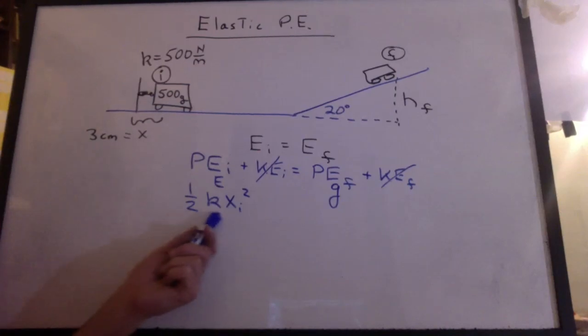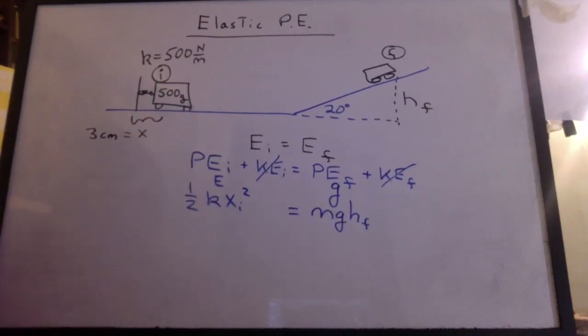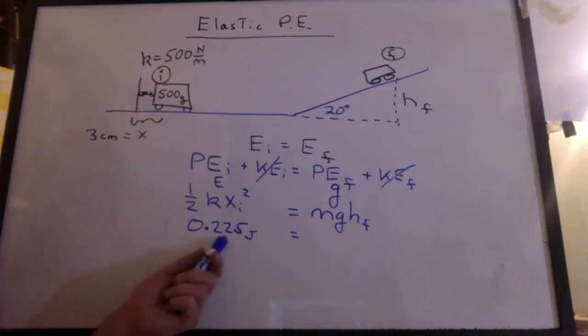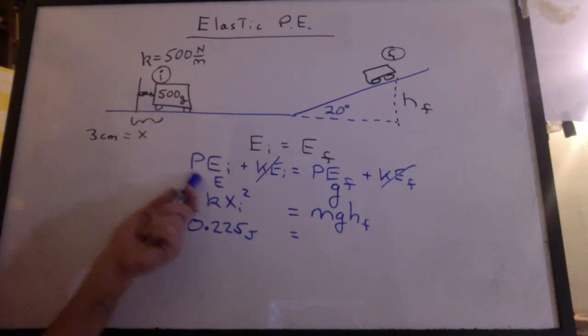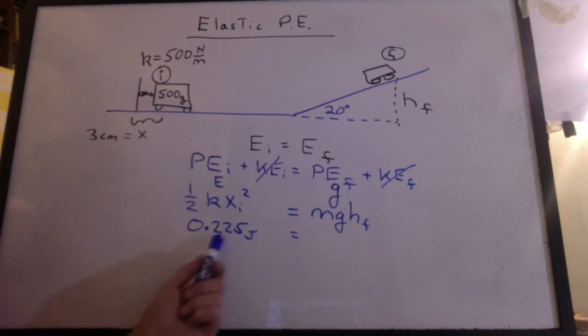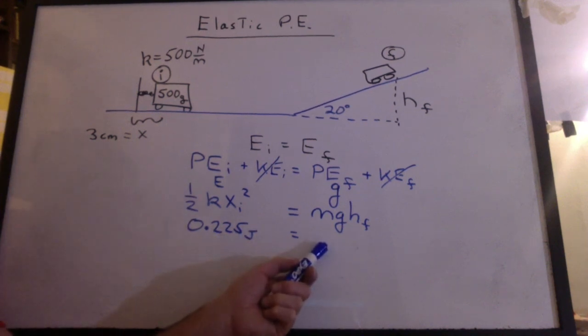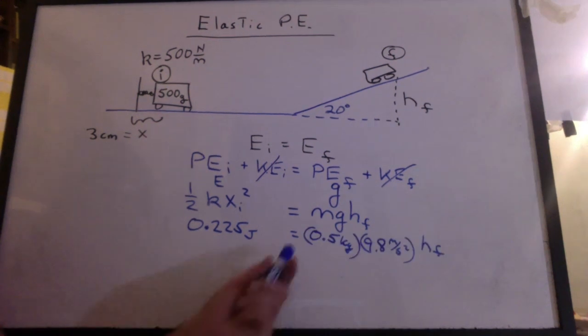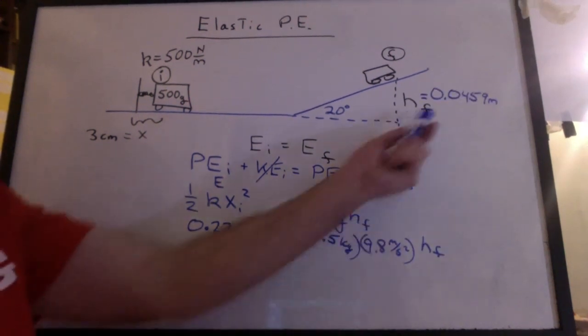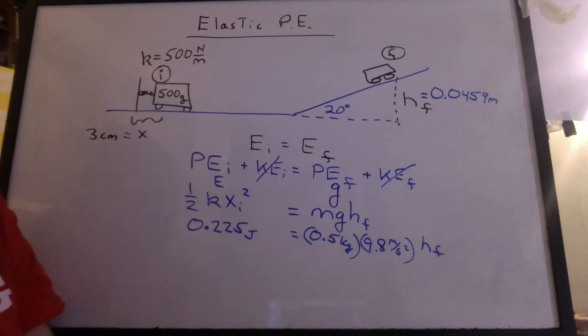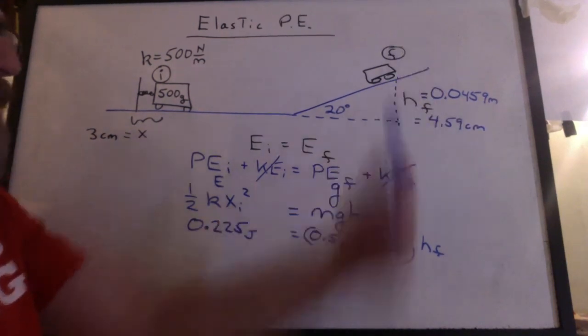Okay, we have 1/2 k x initial squared, turning into an mgh final. And we have 0.225 joules of elastic potential energy initially, turning into the same amount of gravitational potential energy at the end. Plugging in, we get 0.0459 meters, or 4.59 centimeters.